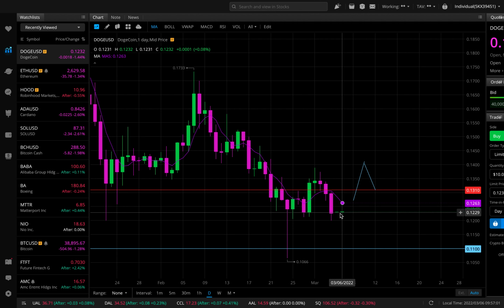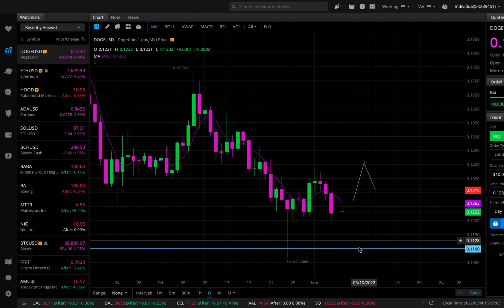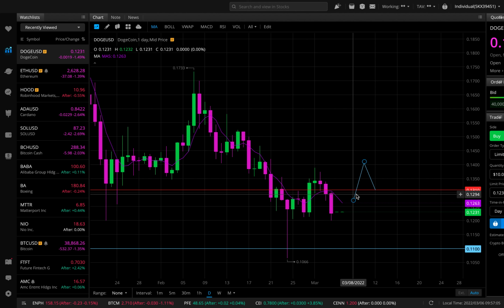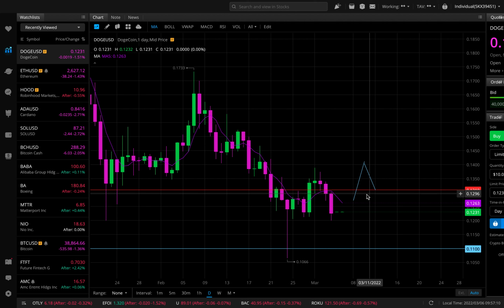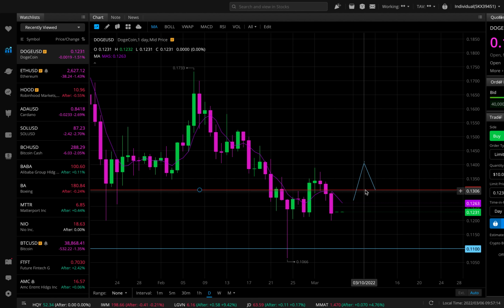Like I said, it just depends on what it does at the resistance level or what it does at the support level. But these are the main two levels that I'll be looking out for on Dogecoin. Dogecoin could be pulling back, and I am looking to buy it. It just depends on which direction it goes and which level confirms.